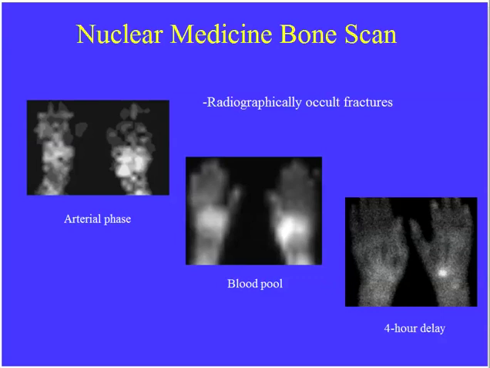The first phase, once we inject the technetium-99m, we scan over the area of interest in the first few seconds, and this is an arterial phase. These are the two hands. We see that in the right hand there's increased blood flow.